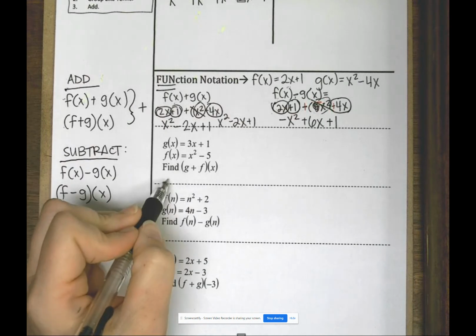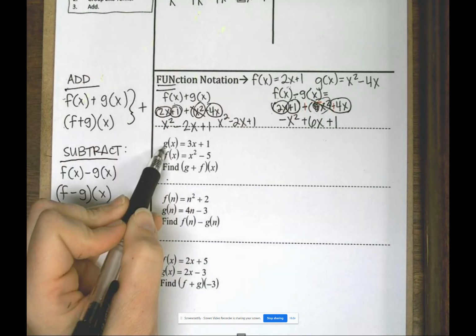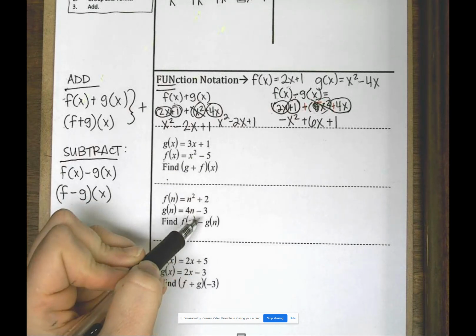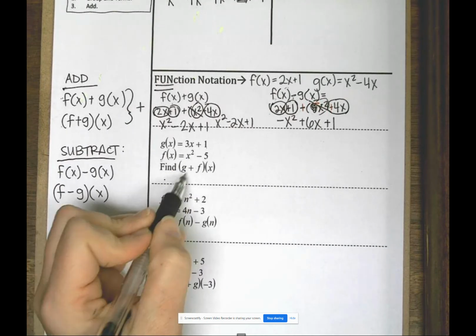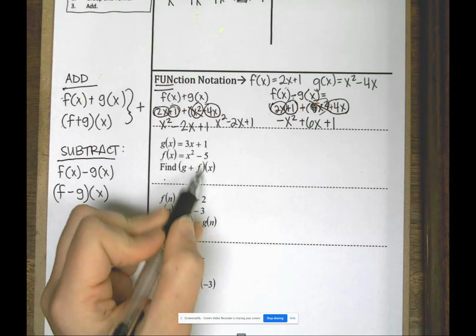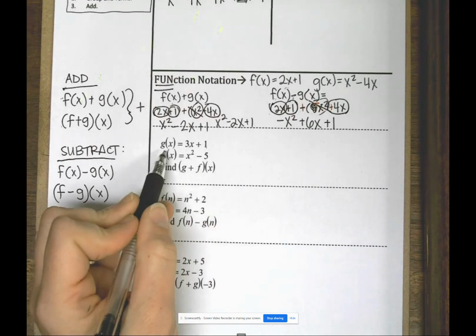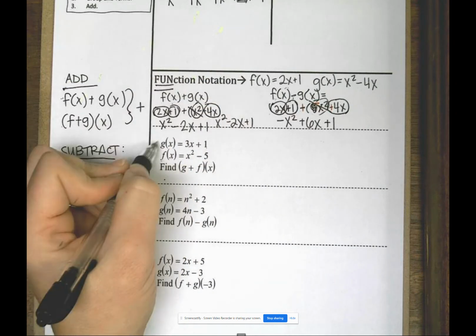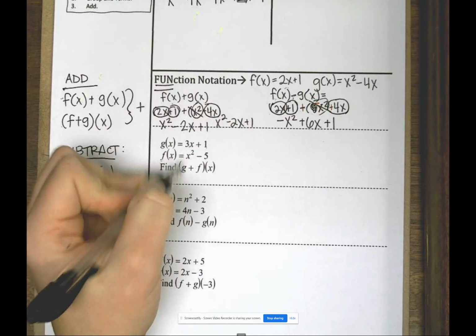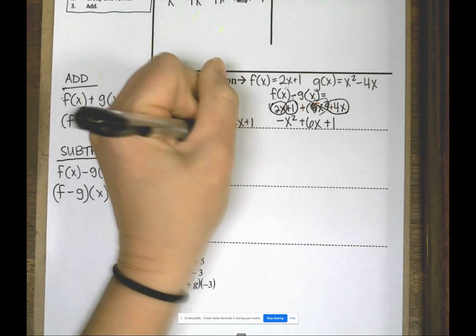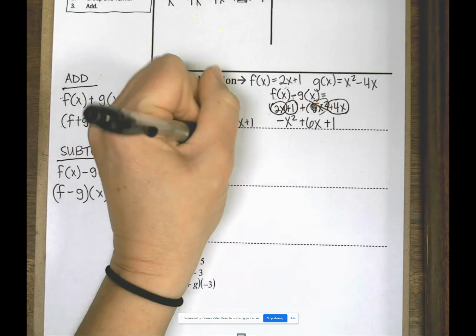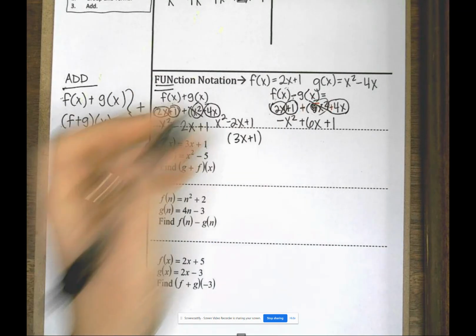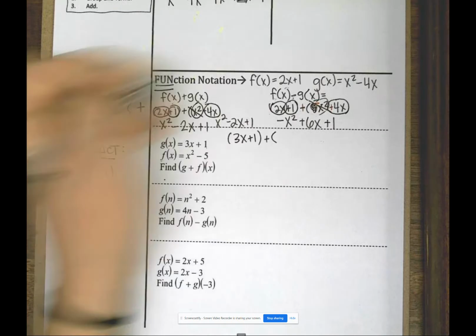So we're going to try this problem first. G of x equals 3x plus 1. F of x equals x squared minus 5. G plus f, we see that new notation, times x. G plus f, so we're going to rewrite our equation not in function notation, but actually in algebraic notation. So my g of x is going to go first. I have 3x plus 1. And I'm going to add the f of x, which is x squared minus 5.